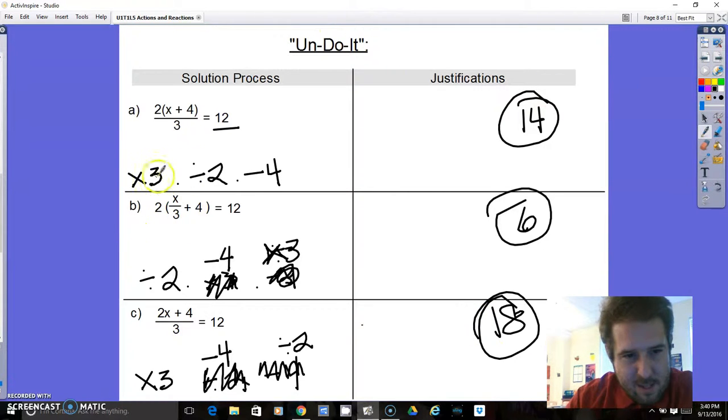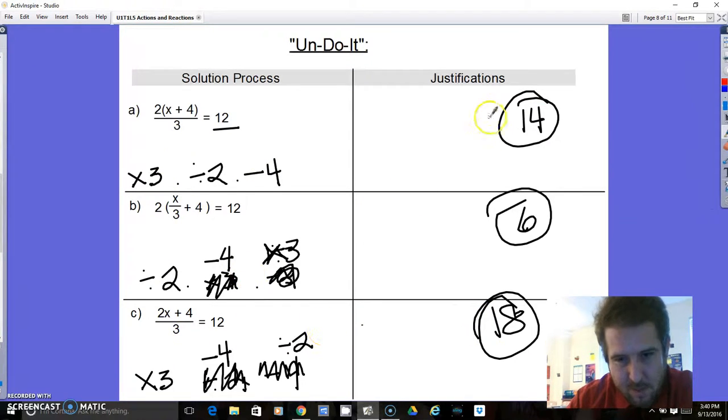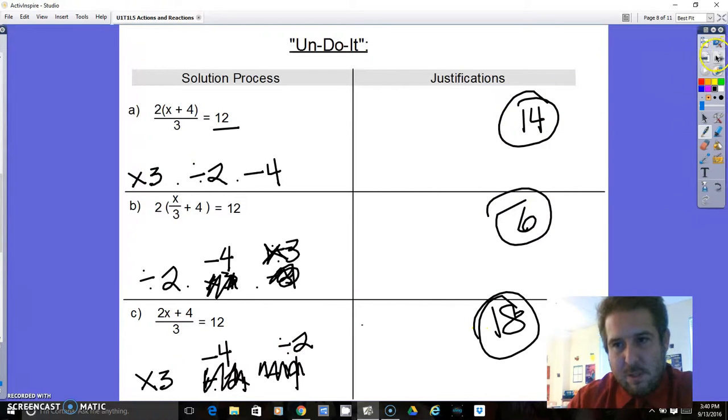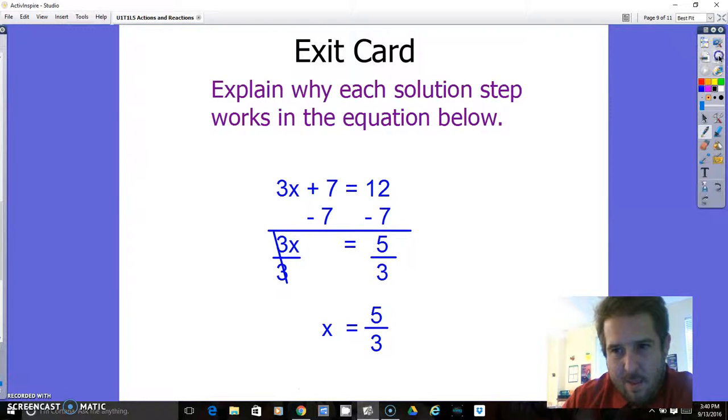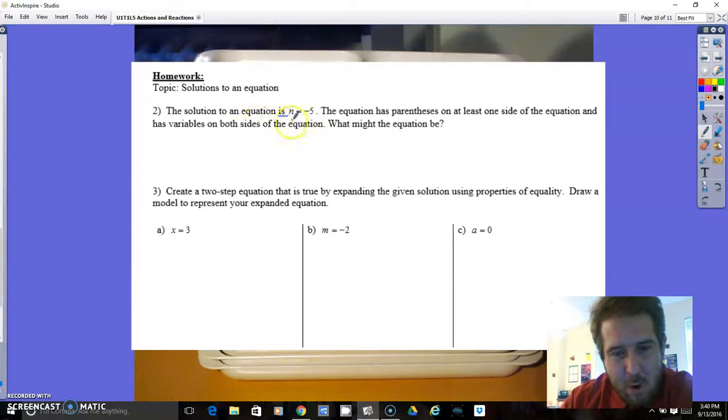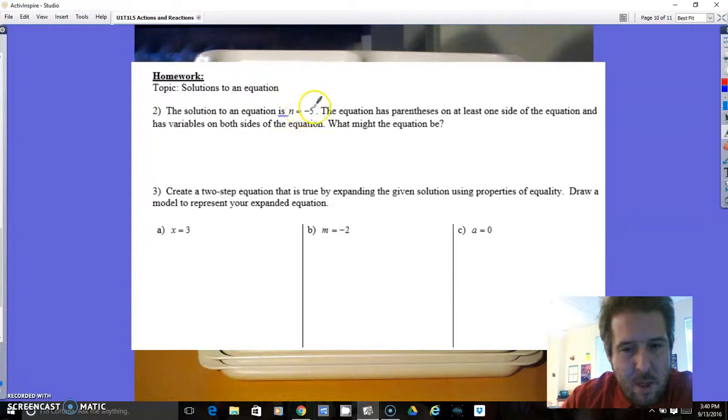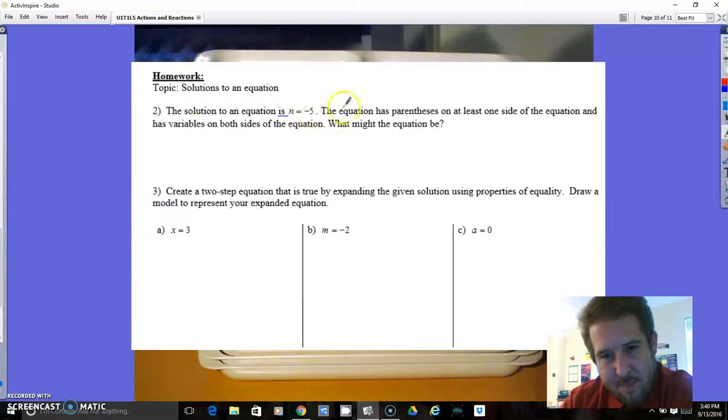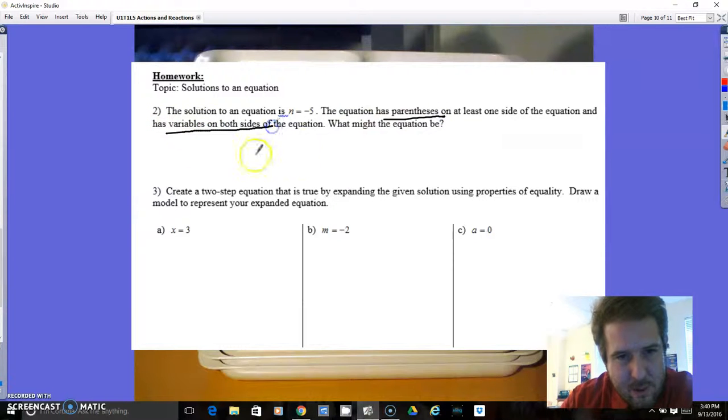All right. So same steps, just a different order, give you a different answer. So that was the objective for today, to prove, we just justified that doing different steps gives you a different answer. And then last but not least, we have the homework. The homework is basically asking you to create your own equation that has this as the answer, n is negative 5. And we have at least one set of parentheses, and we want to have variables on both sides.